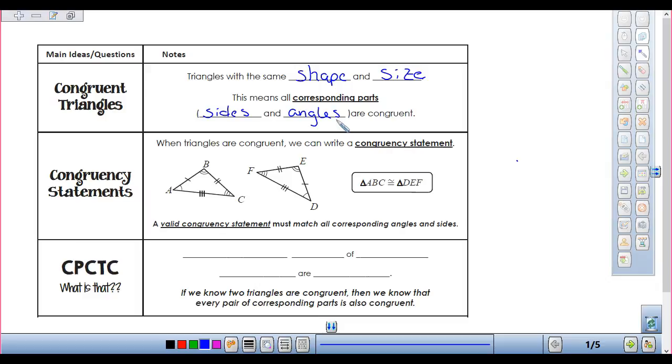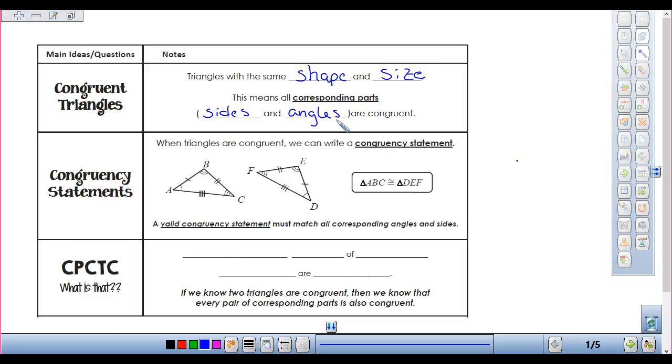When we talk about congruency statements, that's when we're saying triangle ABC is congruent to triangle DEF. What you need to know is that corresponding parts go with each other. Here A comes first and D comes first, so A is congruent to D. You have to be careful how you write it, because this also means that B, the middle letter, is congruent to E, and C is congruent to F, because it goes in that order. Does that make sense?